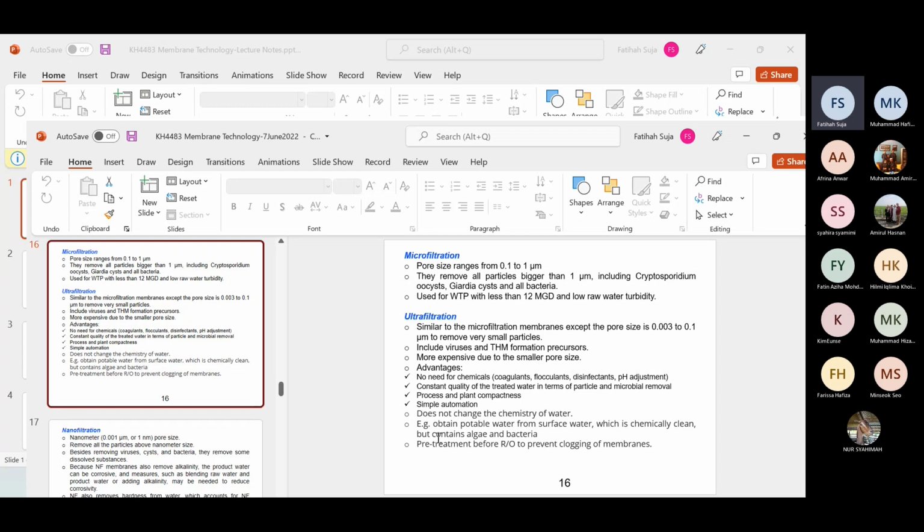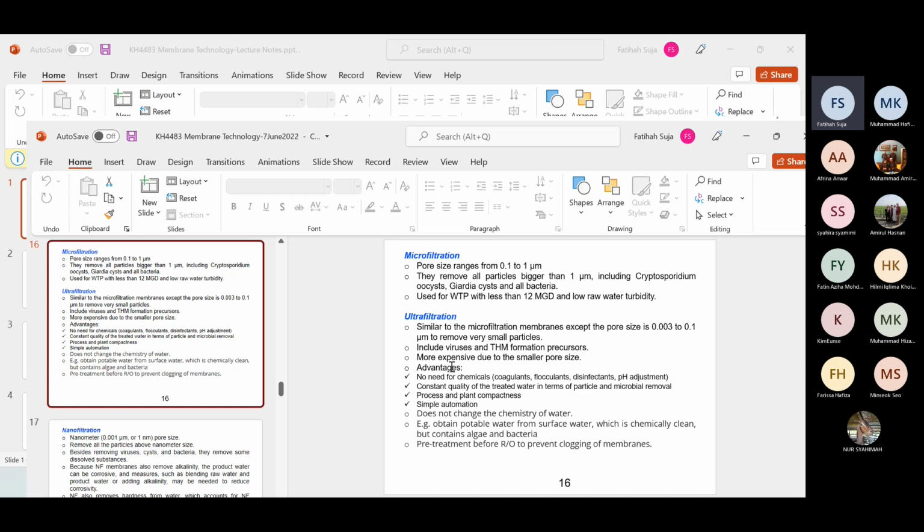For example, when you obtain potable water from surface water that contains algae and bacteria, you can pre-treat before reverse osmosis. Let's say if you want to use it for drinking water, then you have to have a reverse osmosis treatment. So you need to pre-treat with ultrafiltration, because you can see that high energy is needed for each type. The smaller the pore size, the higher the energy needed for the membrane.